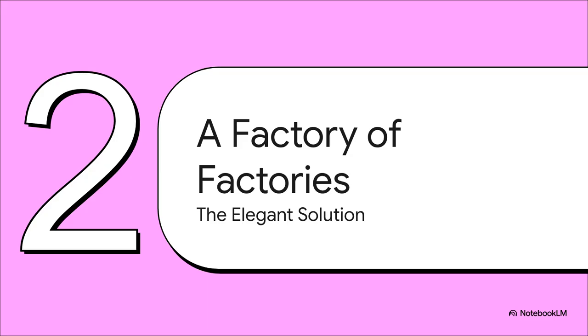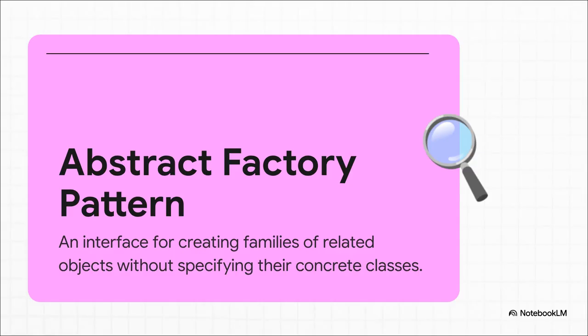Well, we bring in a really elegant solution, the abstract factory. And a great way to think about it is as a factory that builds other factories. Okay, so the official, by-the-book definition comes from the legendary Gang of Four book on design patterns. It says the whole point is to provide an interface for creating families of related objects. And here's the most important part, without specifying their concrete classes. That means your main code, the client, can stay completely unaware of all the messy details under the hood.